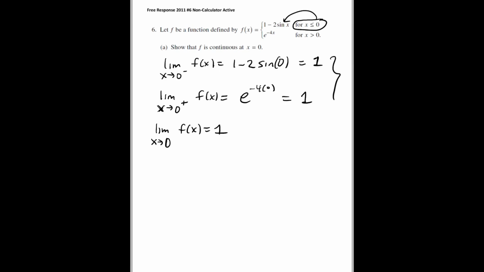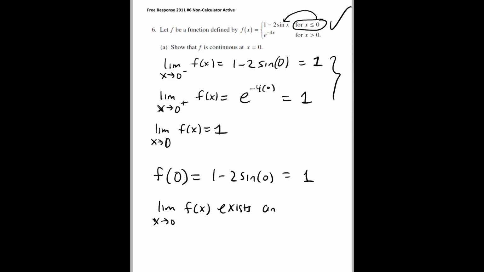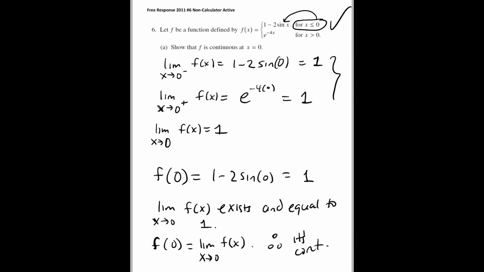We also need to check what happens at 0. At 0, we choose this guy right here. And we get 1. Okay, now that the limit as x approaches 0 of f of x exists and is equal to 1, and f of 0 is equal to the limit as x approaches 0, therefore it's continuous. I hope that was good. Let's try one more.